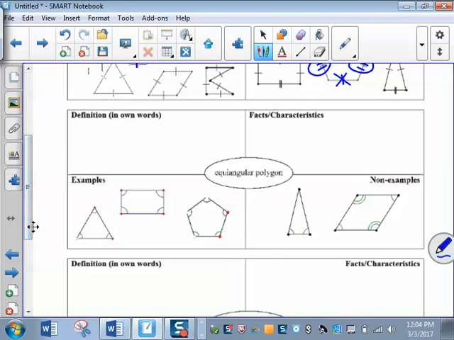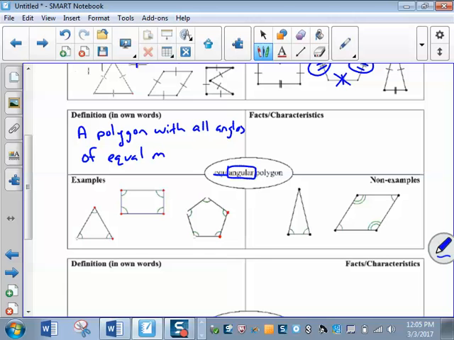Another type of polygon we could talk about would be equiangular, right? Equiangular is just what it sounds like. It is a polygon with all angles of equal measure. So they're all the same. All the angles have been marked. These are angle markings, meaning that they're all congruent to each other.